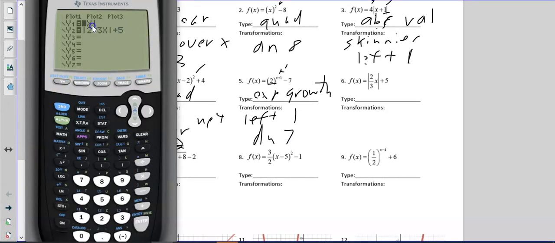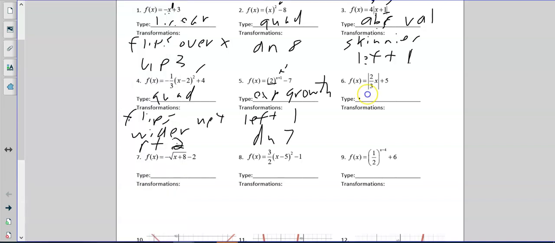We'll go ahead and put this one in. You can see here's how you put in 2/3. It's just simply 2 divided by 3, x plus 5. And you can see that it is moved up 5. And also it is wider. So again, this is absolute value. Sorry, my pen's being weird. It's wider and up 5.